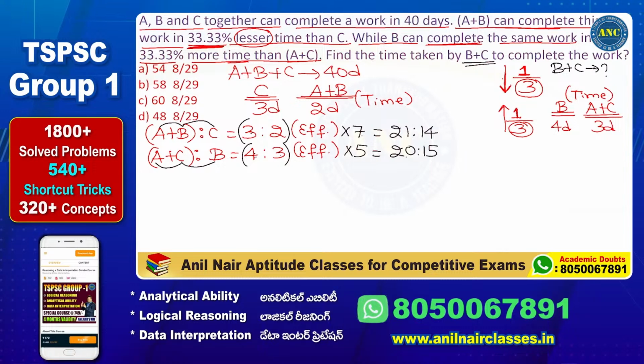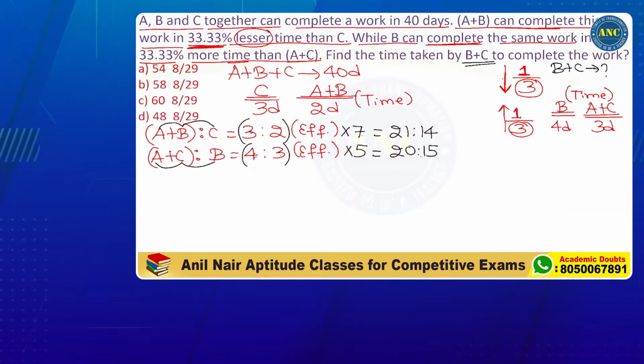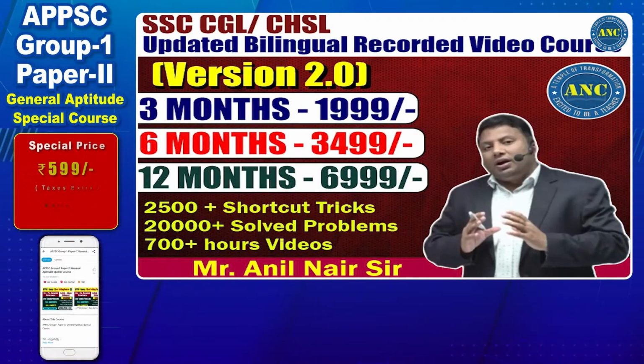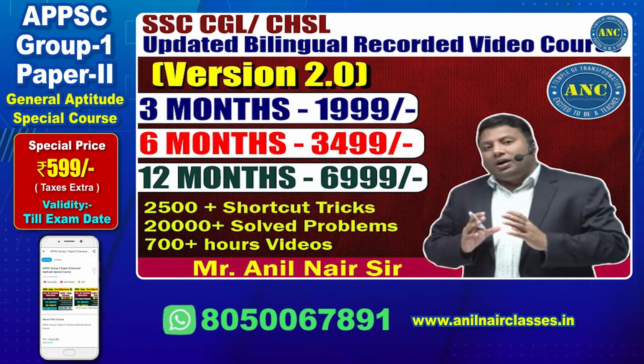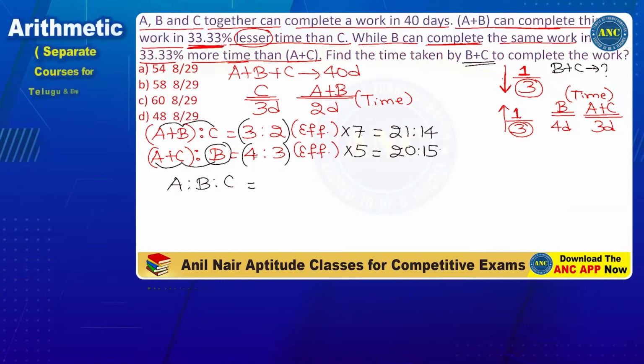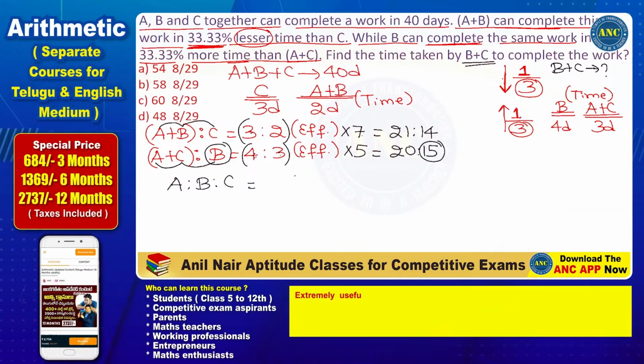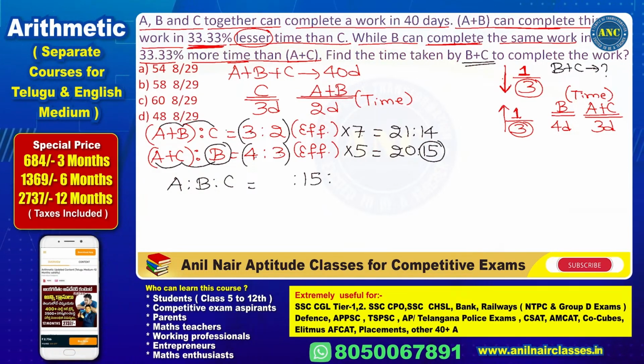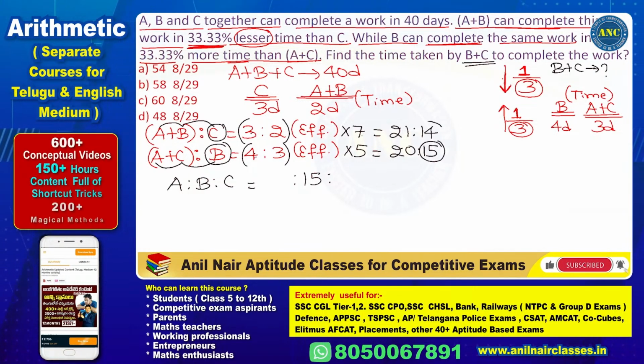A plus C plus B in the second case is also 20 plus 15, that is once again 35. Beautiful. Now let us find the individual efficiencies. Can I say B is alone here and his efficiency is 15? Okay, let us write 15 for B. C is alone here and his efficiency is 14. Okay, let us write 14.